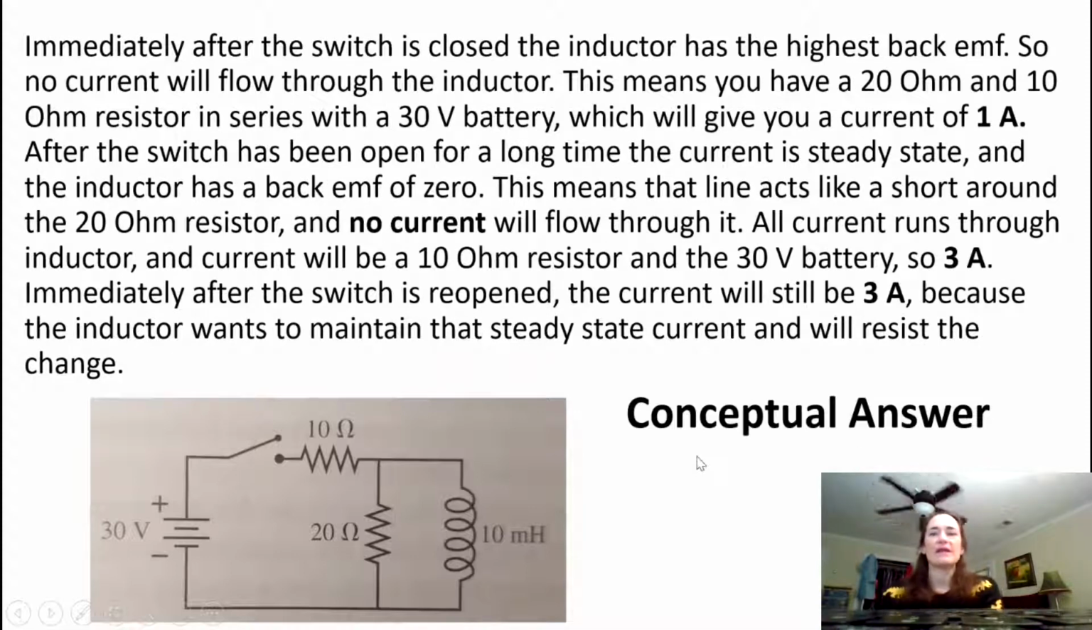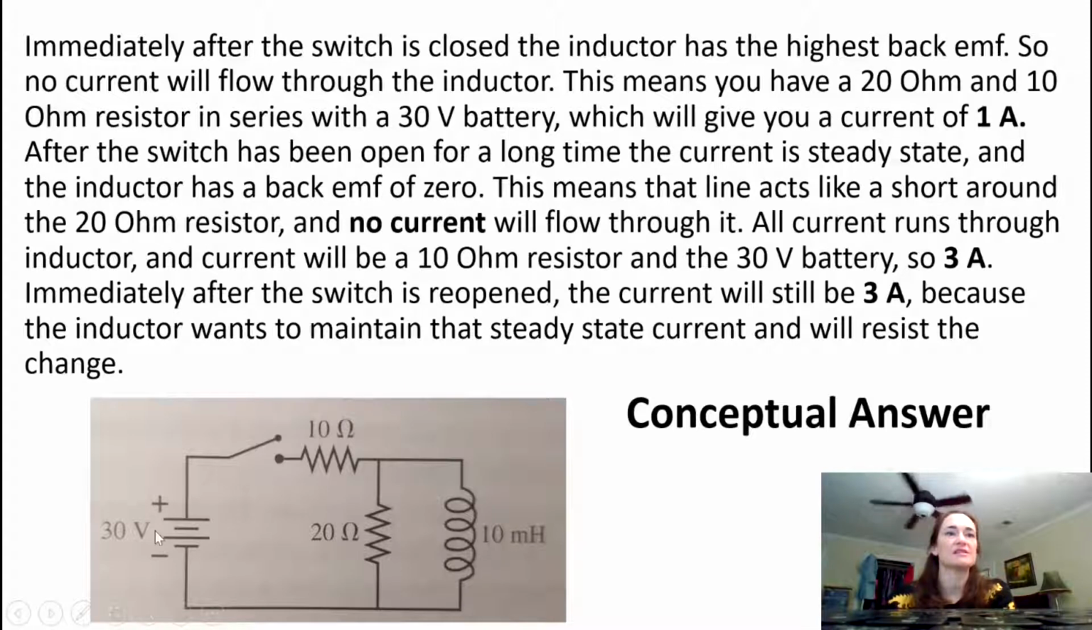So the way that the question is phrased is all important here. It's asking for what's happened immediately after the switch is closed, after the switch has been closed for a long time, and then immediately after the switch has been reopened. When it says it that way, what it's saying is that you're having the largest and strongest reaction from the inductor, and then no reaction from the inductor. And it's because of how dI/dt works.